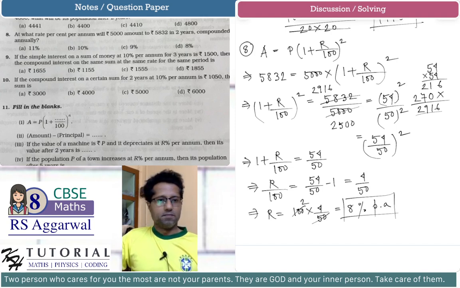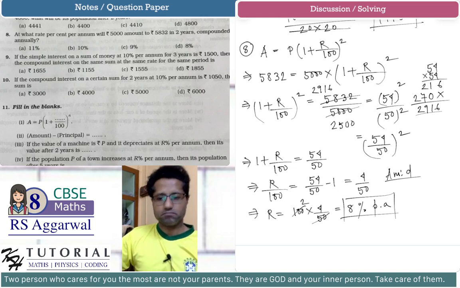R is 8% per annum. So the correct choice is D.